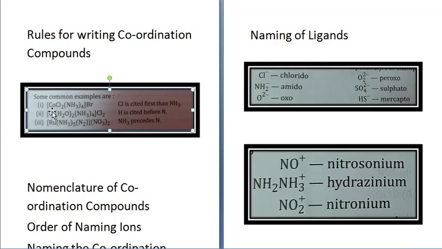Some common examples are [CoCl2(NH3)4]Br. Now see, in this Cl is cited first and then NH3, because alphabetically C comes before N. Then [Cr(H2O)2(NH3)4]Cl2. Here H is written before N. Then [Ru(NH3)5(N2)](NO3)2. So NH3 precedes N2. This is the way it has to be done.